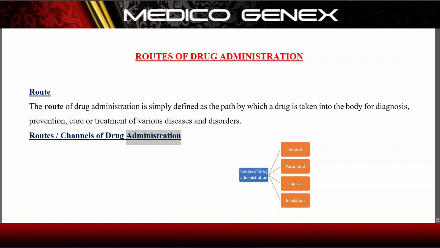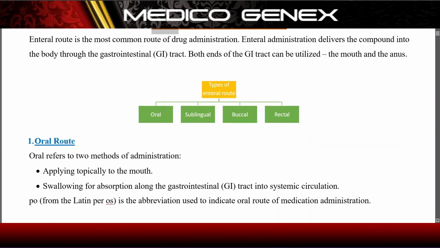Routes/channels of drug administration. Enteral routes of drug administration. Enteral route is the most common route of drug administration. Enteral administration delivers the compound into the body through the gastrointestinal, GI, tract. Both ends of the GI tract can be utilized, the mouth and the anus.